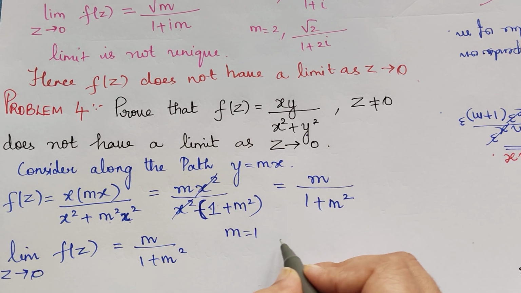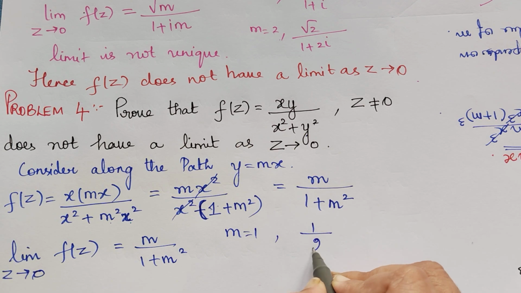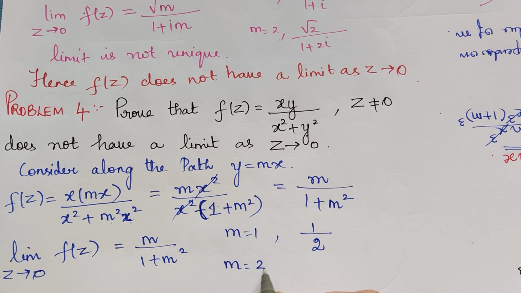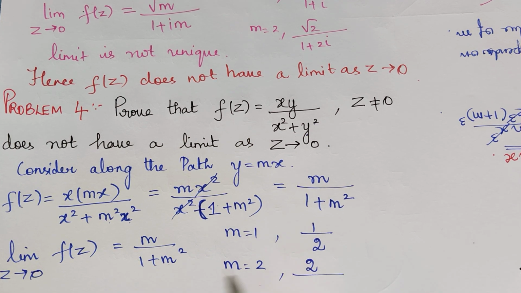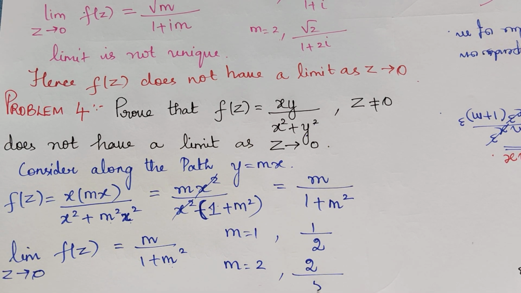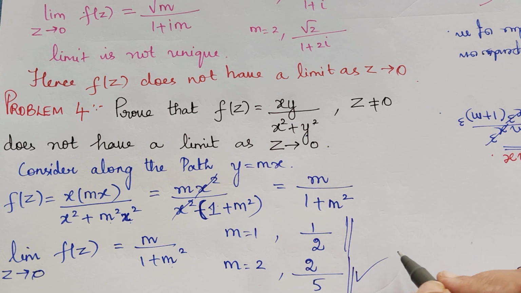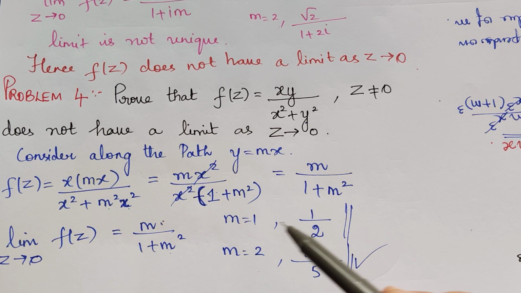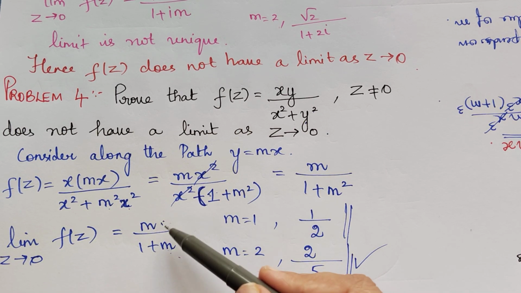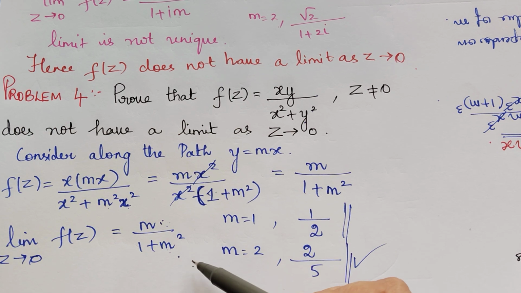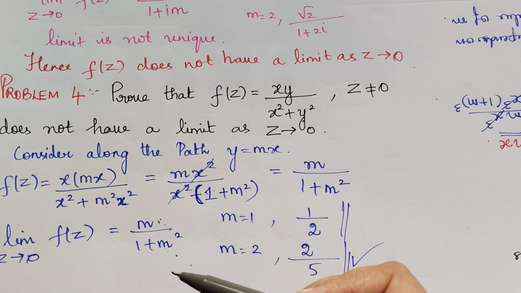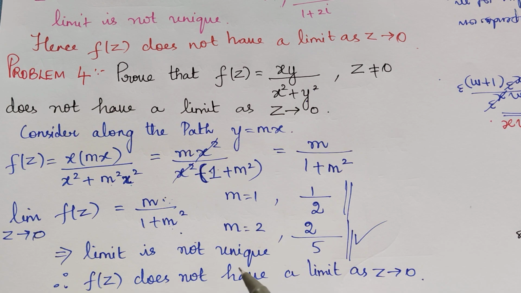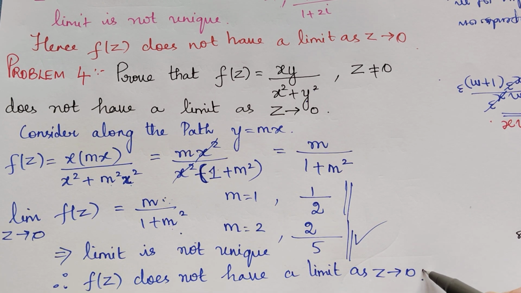So when m is equal to 1, what do you get? You get 1 by 2, because when you substitute m as 1 here, 1 plus 1 is 2. When m is equal to 2, it will be 2 divided by 2 square is 4, 4 plus 1, 5. We see that you have two different values. Therefore, the value of the limit depends on m, and the limit differs as the value of m changes. Therefore, the limit is not unique, and hence the limit does not exist. So therefore, f of z does not have a limit as z tends to 0.